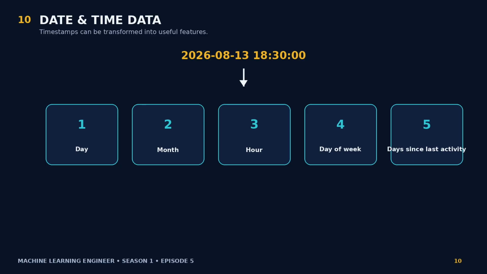Dates and timestamps can also contain valuable information. But instead of simply giving the raw timestamp to a model, we can extract useful features. We might extract the hour, day of week, month, or number of days since a customer's last activity. This is an example of feature engineering, which we introduced in the previous episode.